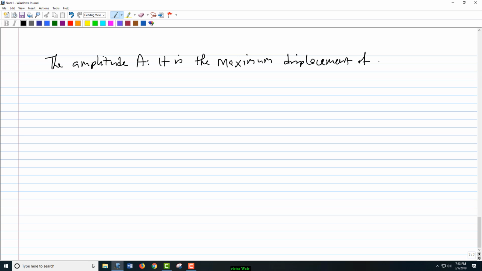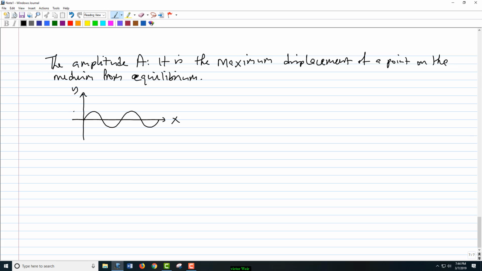We can also define another quantity, which is the amplitude. And this amplitude is given by letter A. It is the maximum displacement of a point on the medium from equilibrium. So in the case of our sinusoidal wave, this is x and that's y. The amplitude is the distance from equilibrium to the peak. So this is going to be positive A on this side and negative A on that side. Amplitude has a unit of meters also.